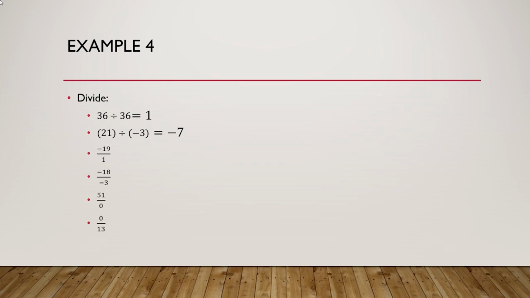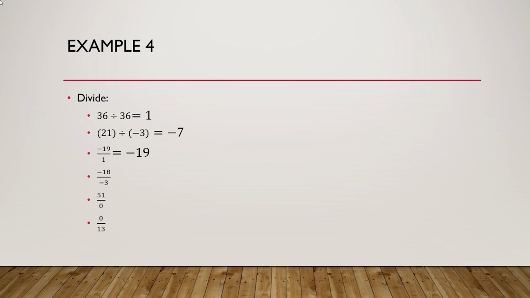So negative 19 over 1, that's the same as negative 19 divided by 1. So when you divide anything by 1, and multiplication is kind of the opposite, you're going to end up with the same number. Which kind of makes sense. 1 goes into 19 how many times? 19 times. Now, is it going to be positive or negative? Well, the signs are different, so it's going to be negative.